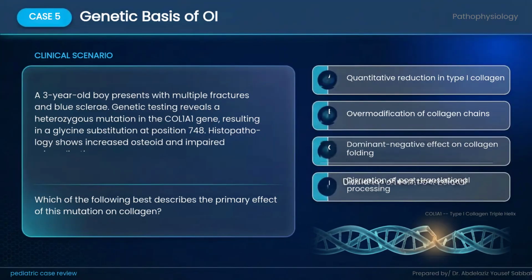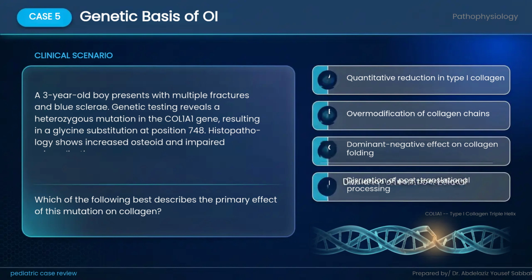Case 5. A 3-year-old boy presents with multiple fractures and blue sclerae. Genetic testing reveals a heterozygous mutation in the COL1A1 gene, resulting in a glycine substitution at position 748. Histopathology shows increased osteoid and impaired mineralization. Which of the following best describes the primary effect of this mutation on collagen?